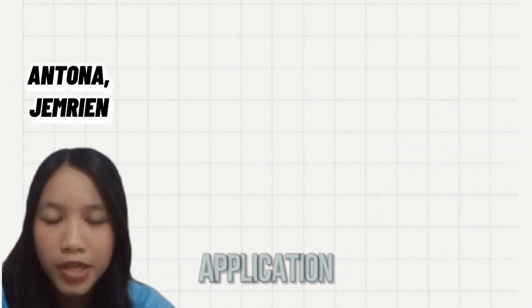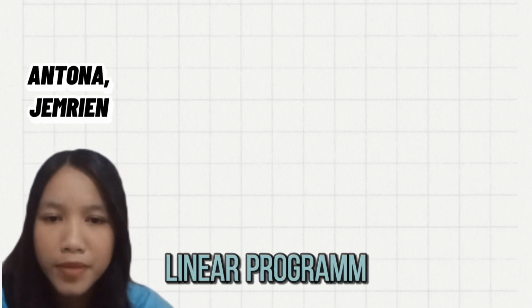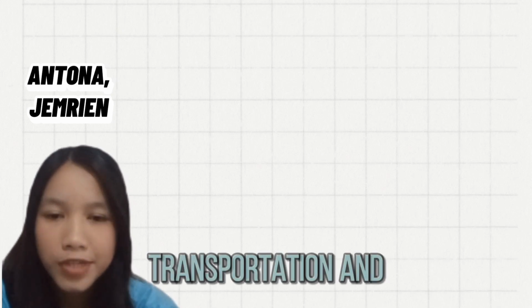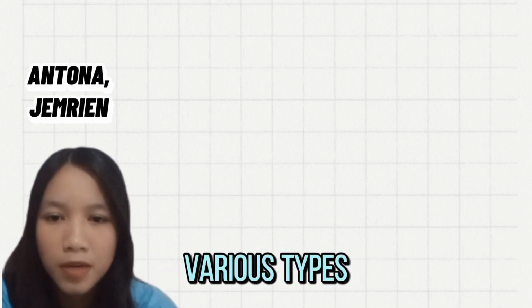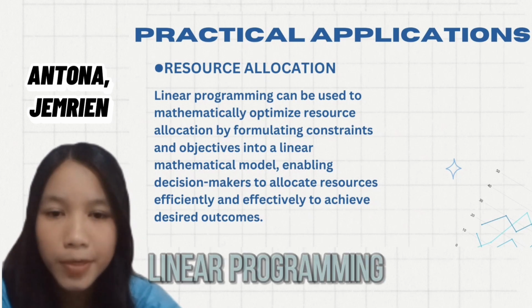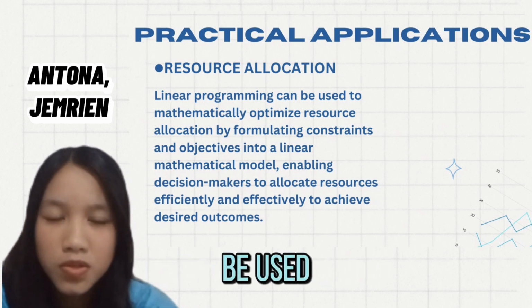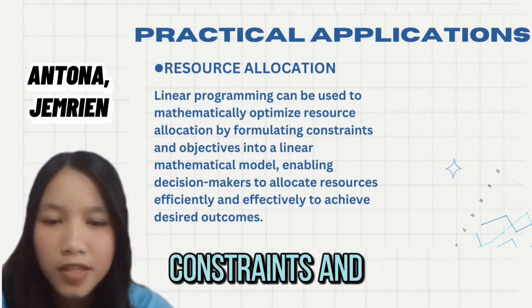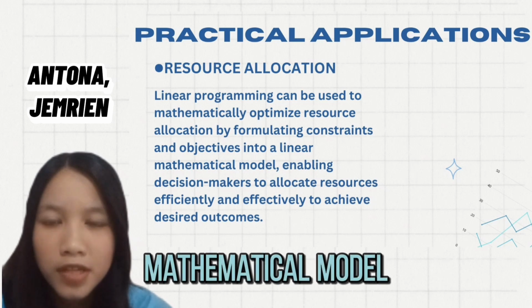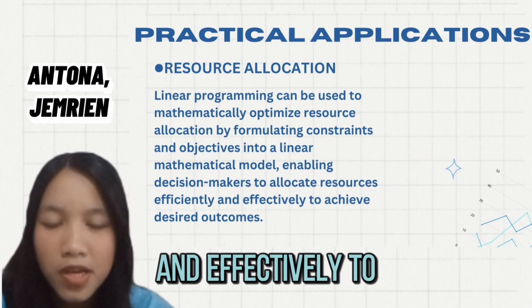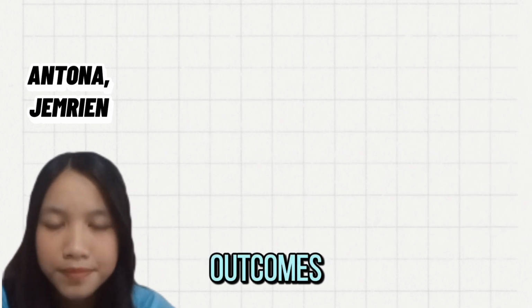Practical applications. Linear programming is used in business and industry, in production planning, transportation and routing, and various types of scheduling. Next is resource allocation. Linear programming can also be used to mathematically optimize resource allocation by formulating constraints and objectives into a linear mathematical model, enabling decision makers to allocate resources efficiently and effectively to achieve desired outcomes.